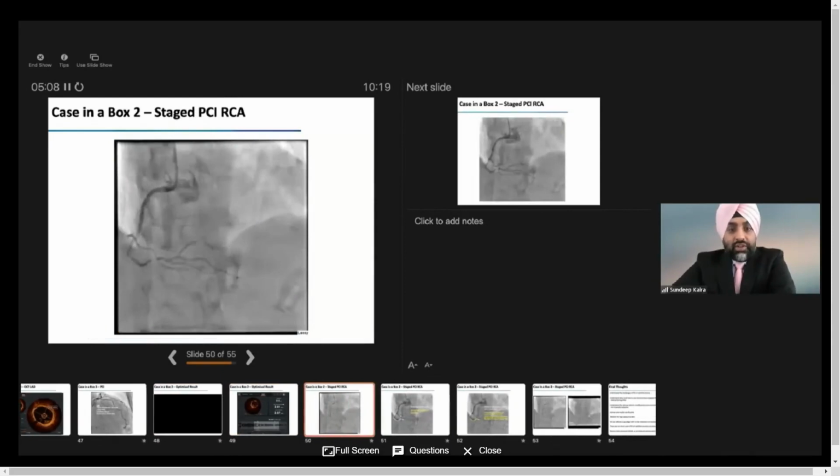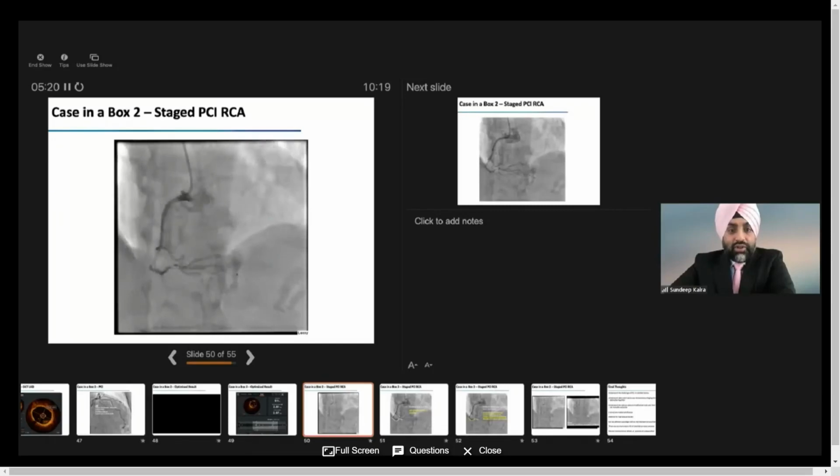A few weeks later, the patient came back for treatment of their right coronary artery. You can see that there's severe calcified diffuse disease from the proximal segment down to the distal vessel. This is going back to one of my earlier comments that although we have so many different tools available to us with calcium modification nowadays, we need to realize that they're not mutually exclusive and they are actually complementary.